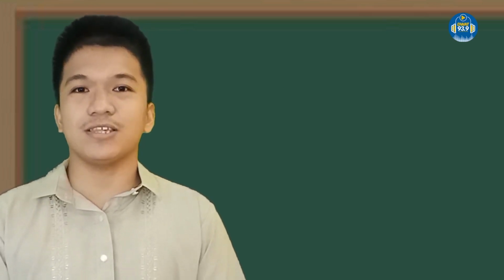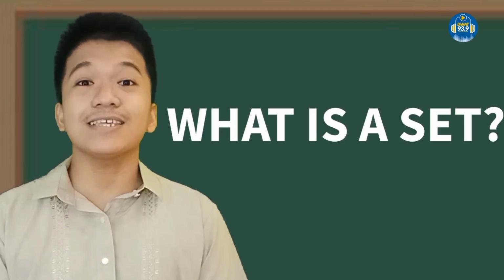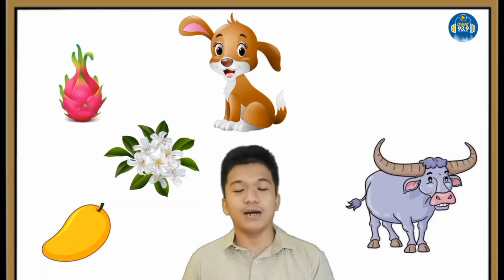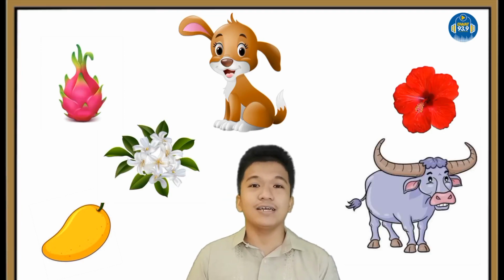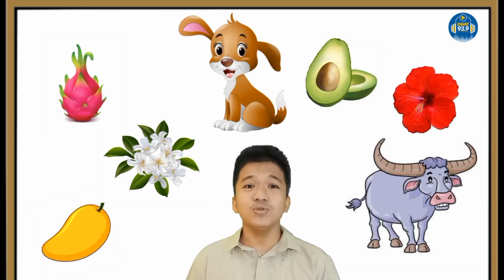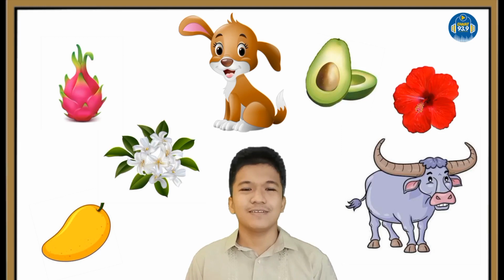First, let's get to know the answer of this question. What is a set? Imagine we have these objects. We have a mango, a sampaguita, a dragon fruit, a dog, a carabao, a gumamela, and an avocado. And I ask you to classify them. How would you do it? What are the groupings that you can make?